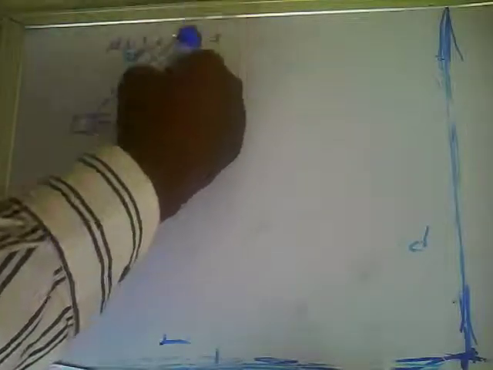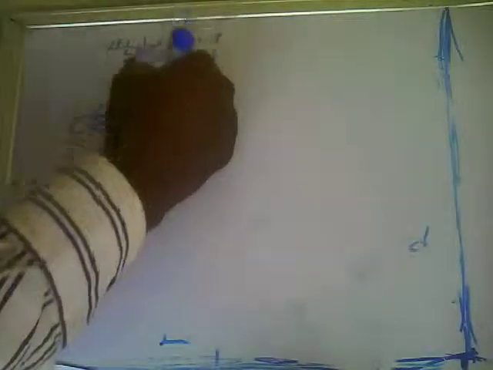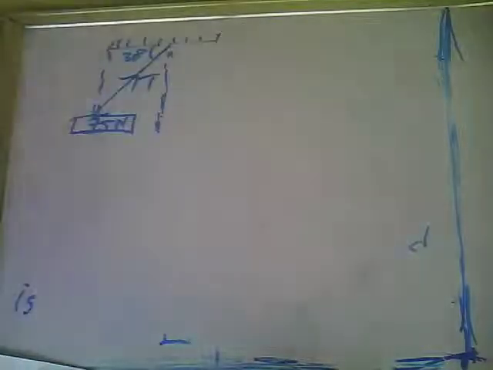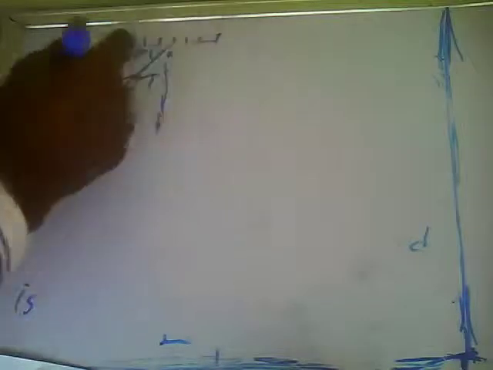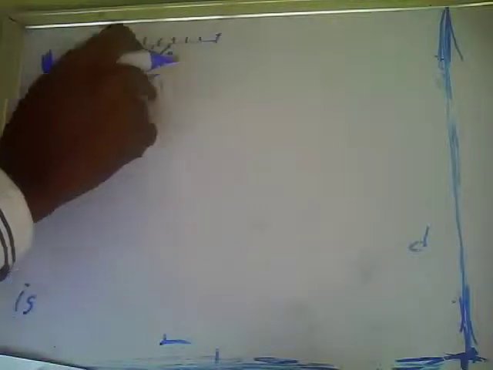Now we sketch the weight. The weight of the body acts vertically downward. We just know that the weight of the body always acts vertically downward. So the tension has a component along the vertical axis.